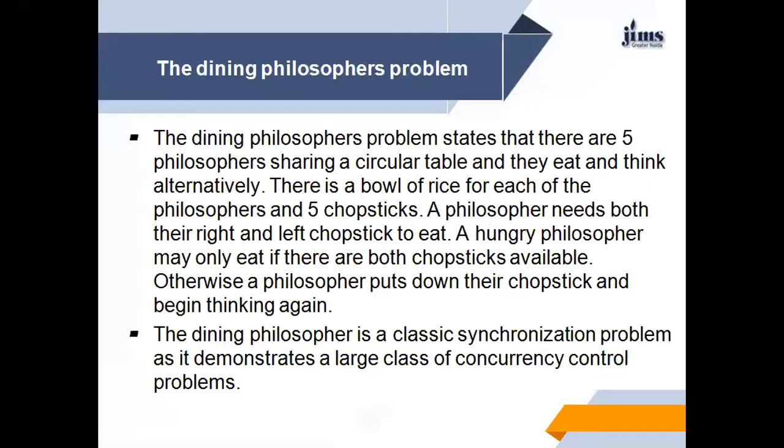releasing her chopsticks. So the dining-philosophers problem states that there are five philosophers sharing a circular table, and they eat and think alternately. There is a bowl of rice, and there are five chopsticks. A philosopher needs both the right and the left chopsticks to eat. A hungry philosopher may only eat if both chopsticks are available. Otherwise, the philosopher puts down the chopstick and begins thinking again. So the dining philosophers problem is a classical synchronization problem and it demonstrates a large class of concurrency control problems.